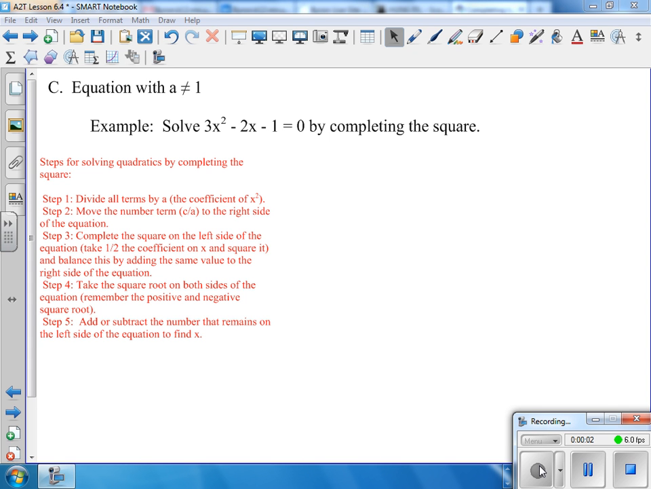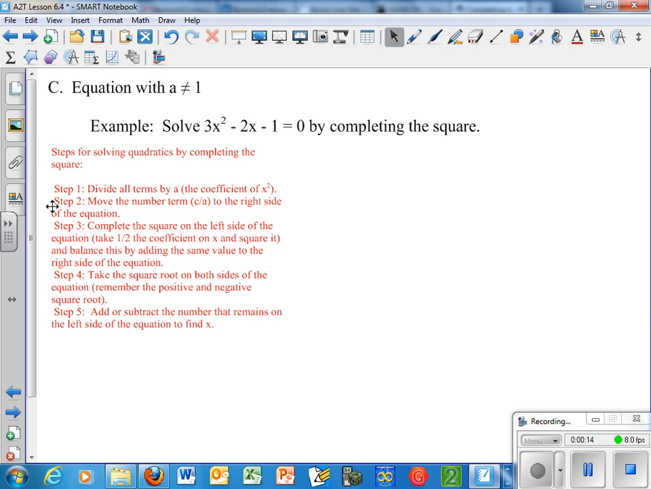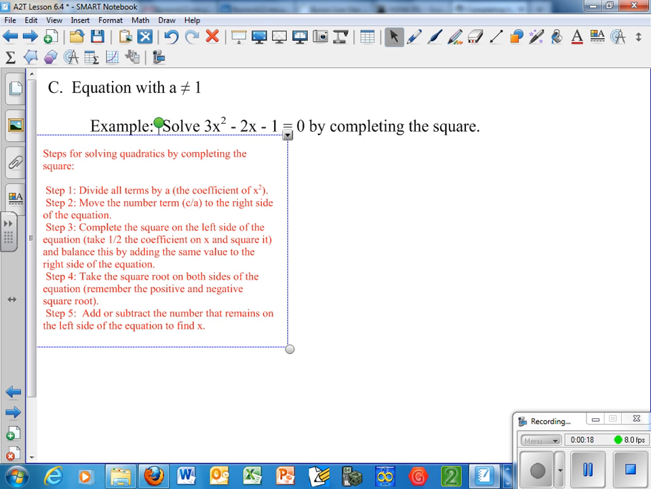Continuing on here in lesson 6.4 about completing the square. Now we'll look at an example where a is not equal to 1. It's a little bit different than the last example, and this is where you actually have to do step number 1 right here. So if you look at step number 1, we have a 3 right here.